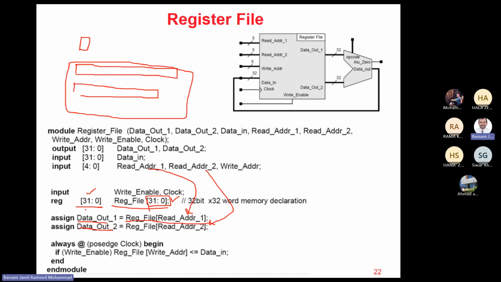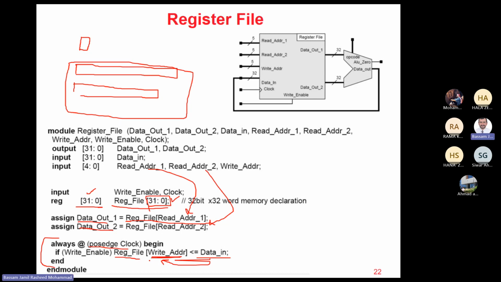What happens if we want to perform a register write? It will be used in this always block. We have a value to write, and this is the register file, and this is the register number. So the data will go to this register number at the positive edge of the clock. So we are reading data asynchronously, and we are writing to the register synchronously.